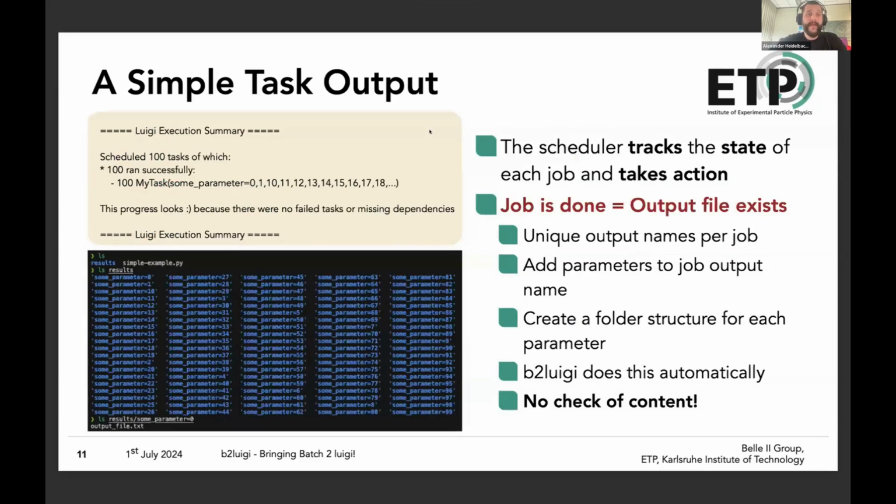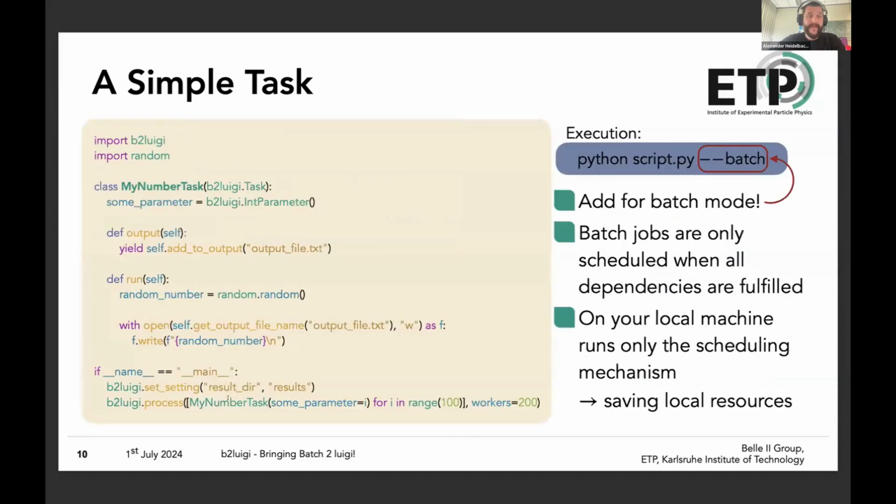As soon as the task is run, you see somewhat like in the upper left the output of the task. It's a quick summary, because the scheduler permanently keeps track of the state of each job. It takes action if needed. For example, if a job fails, you can resubmit it, or you can make retries with the job. And here on the left, you can see how this looks like in this example. Here we have our simple script that we just saw on the previous slide, and we have a folder results by the definition that we set in the b2luigi settings.